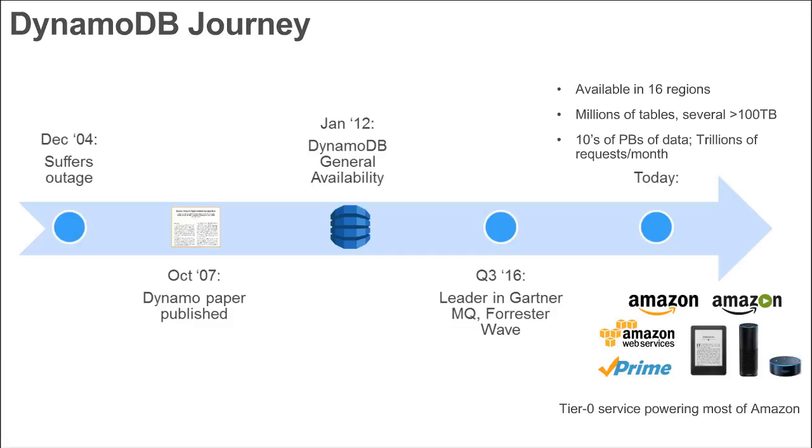And today, it is available in all 16 public regions of AWS. And we have millions of customer tables, and several of them are north of 100 terabytes. So these are single tables which have data amounting to hundreds of terabytes, and many of them have tens of petabytes of data and still growing. And we are processing trillions of requests per month, and we are inching there even on a daily basis.